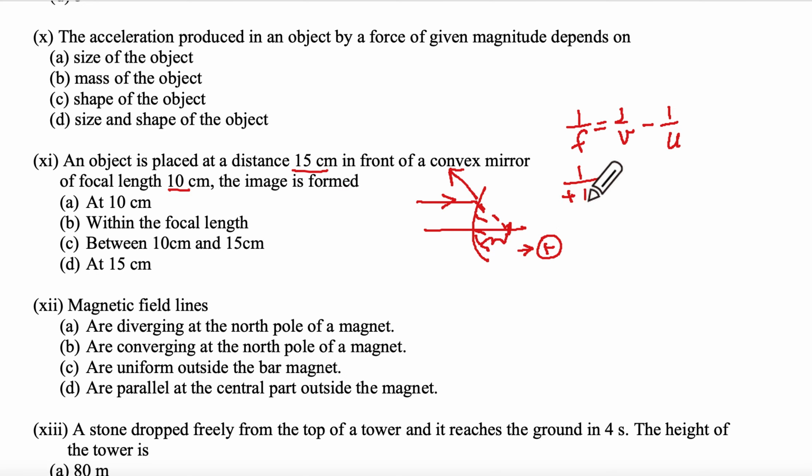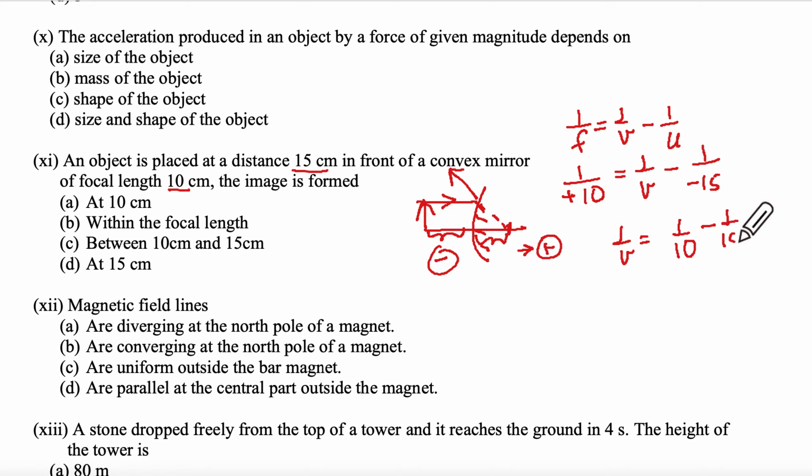So it will be positive 10 is equal to 1 upon V minus 1 upon U. U will always be on this side, that will be on the negative side, so it will be minus 15. So 1 upon V will be equal to 1 upon 10, this goes that side. How much is it? 30 is the LCM. 3 minus 2, so 1 upon 30. So it will be 30 centimeters, where? In front of the mirror.